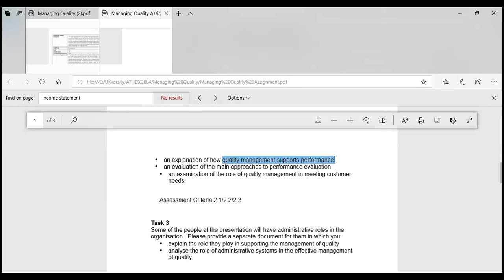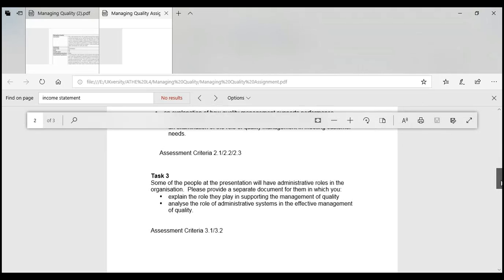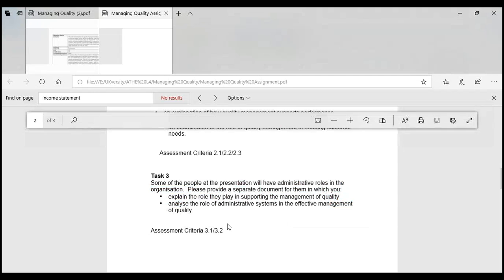I already said it should be on Moodle. I already uploaded material on performance and quality. What is the link between them? Then the role of quality management in meeting customer needs. And the third task is about the presentation with an administrative role: explain the role played in supporting quality, and analyze the role of the administrative system.